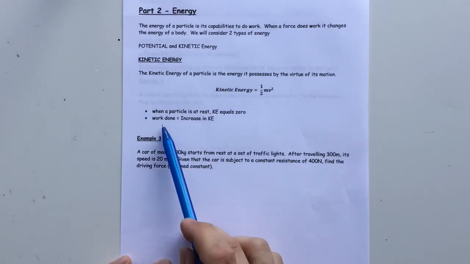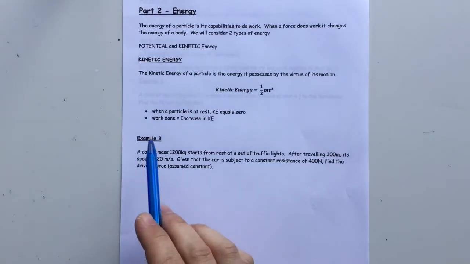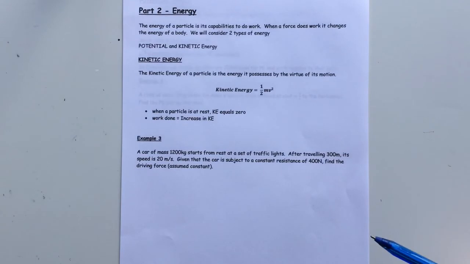And what we will see is that if something increases its kinetic energy, then that's the work done on that body. So if we find the work done, we can say that will give it an increase in kinetic energy. So for example here, a car of mass 1200 kilograms starts from rest at a set of traffic lights. After travelling 300 metres, its speed is 20 metres per second.